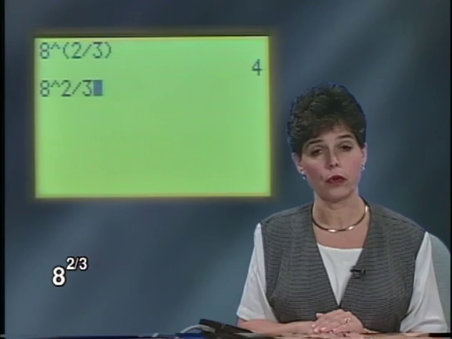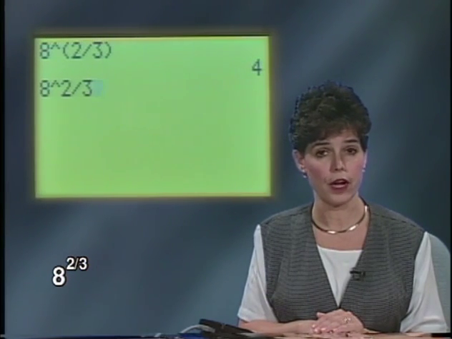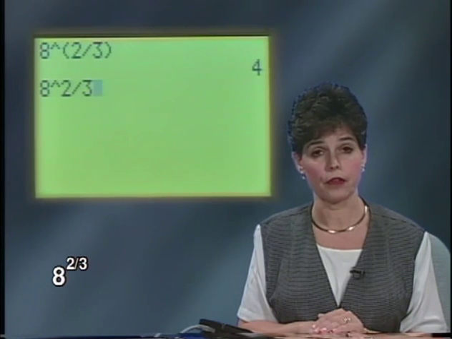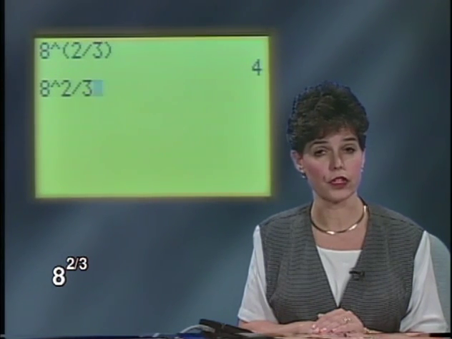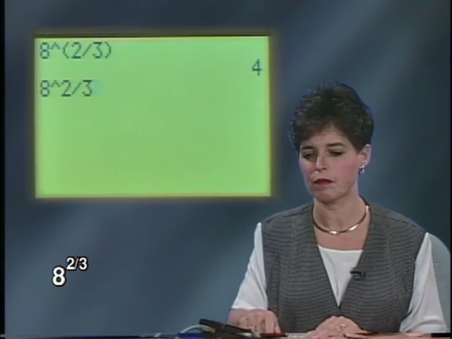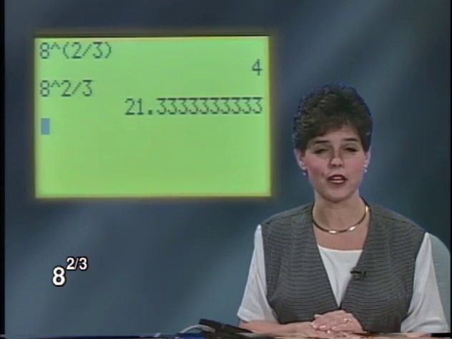But according to the order of operations, powers should happen before division. So I imagine that what's going to happen is that I will have x squared, which is 64, and then 64 will be divided by 3. Okay, that's exactly what happened.